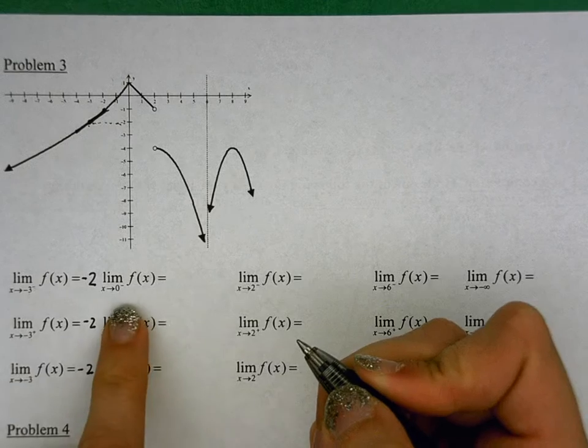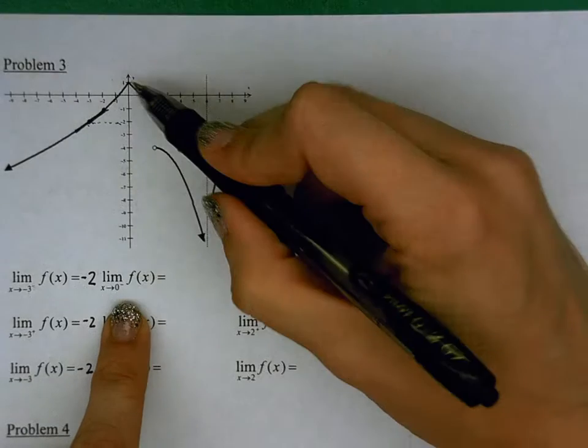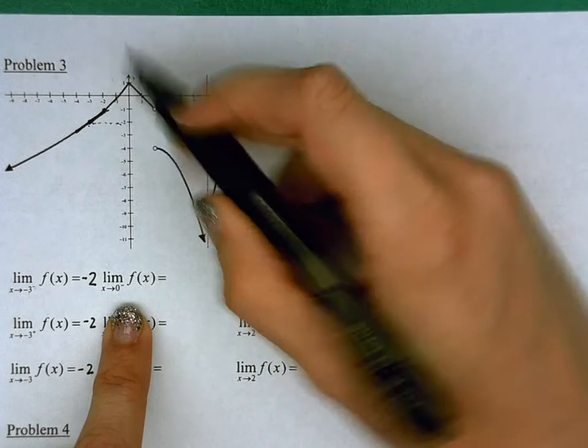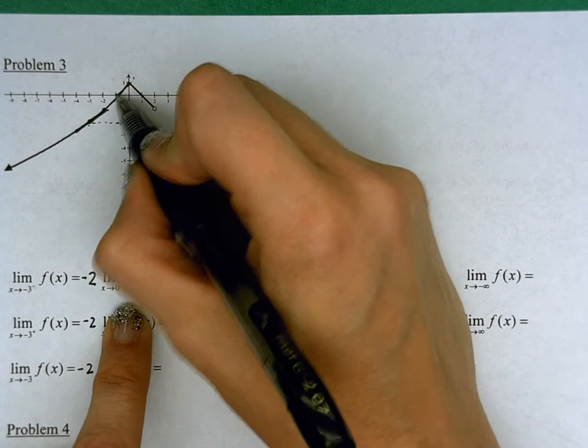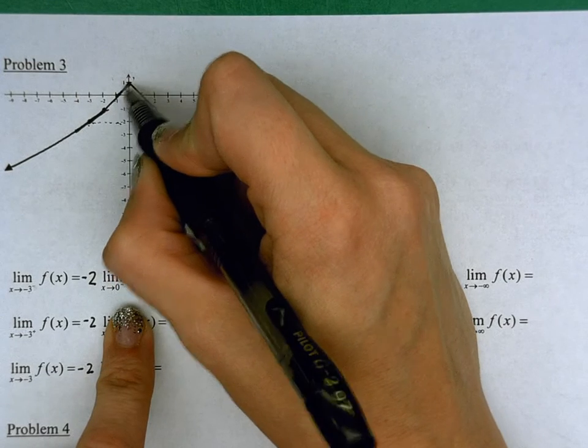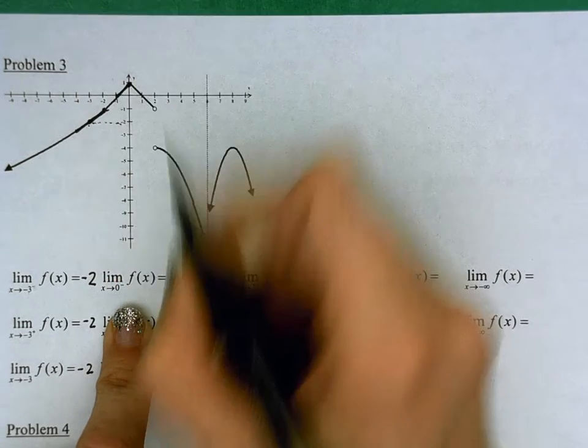For x approaches 0 from the left, well, this is where x equals 0. And so we're going to approach 0 from the left, meaning let's start at -1 and come into 0 from the left. Like this, from the left, and the y that it looks like I'm going to hit right here at x equals 0 is 1.